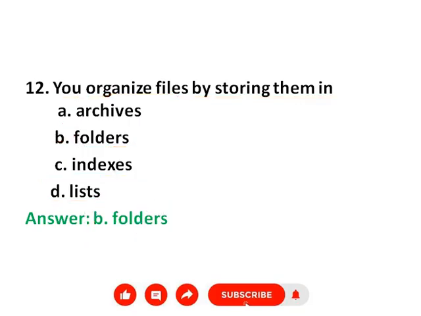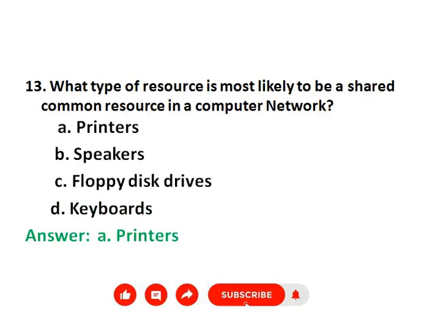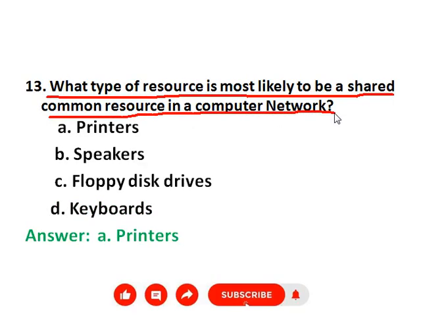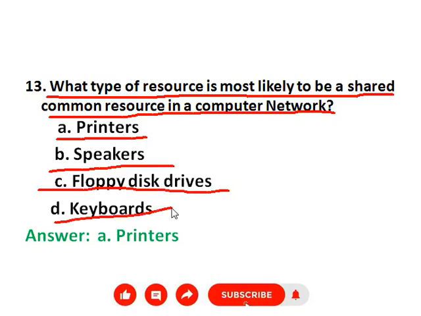Our next question is, what type of resource is most likely to be a shared common resource in computer network? Option A, printers, speakers, floppy disk drives, keyboards. So in a network we commonly use printers. So option A is correct. Here option A, printers, is correct answer.